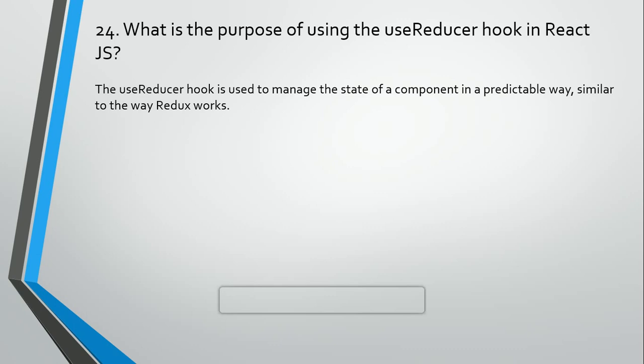So look, the useReducer hook is used to manage the state of a component in a predictable way, similar to the way Redux works. Redux handles the overall application state, but useReducer controls the state of a specific component or file in a predictable way. We can simply say in a few words that it's Redux for a single file.